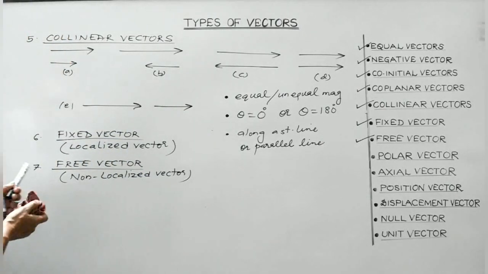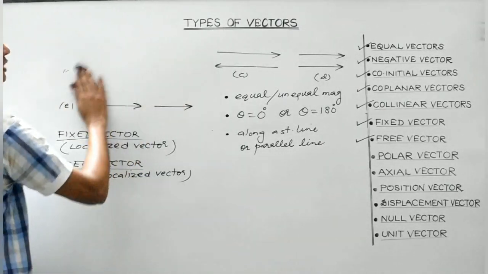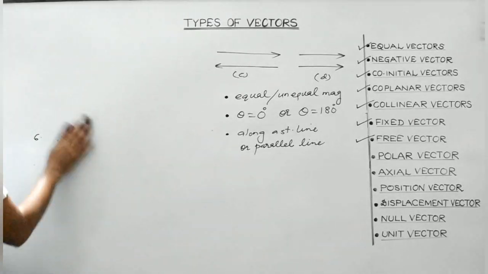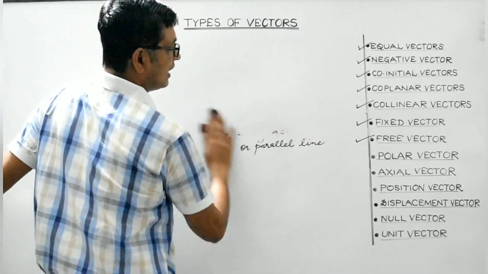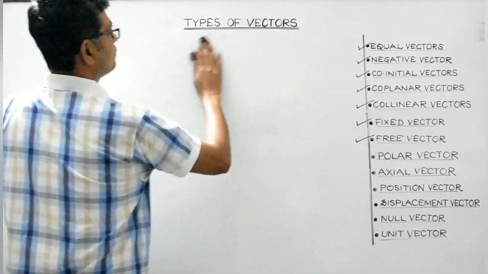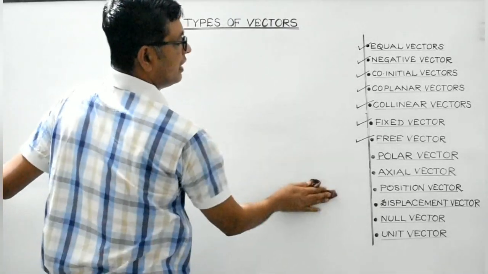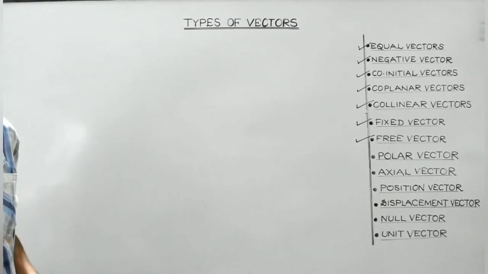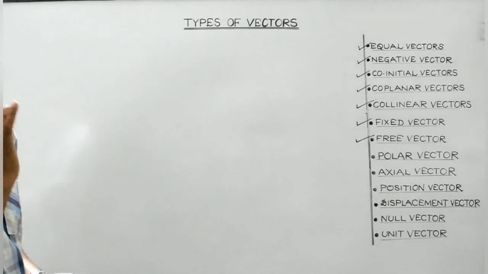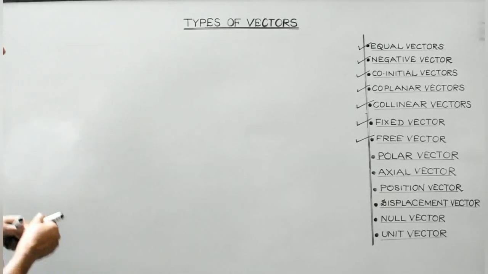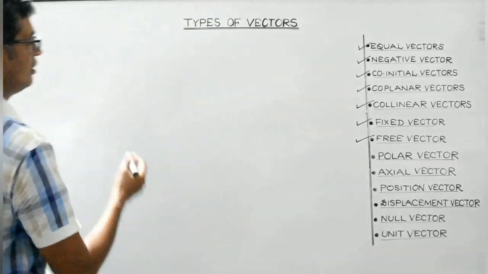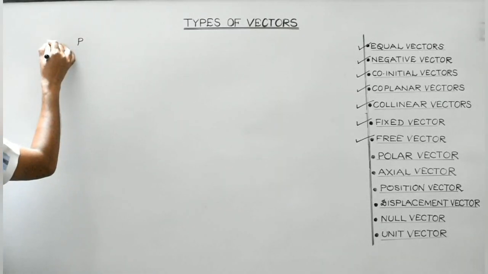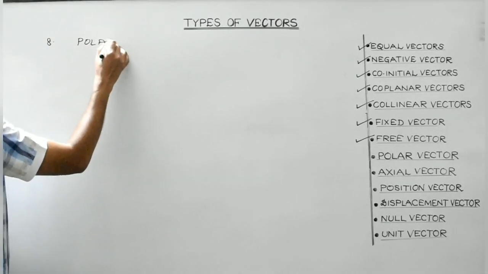Now let's discuss polar vectors. Now students, polar vectors. These are the vectors whose direction is along the direction of motion of the body. And they have a point of application. They act at a point of application, isn't it? And these are the vectors which are directed along the direction of motion of the body. So polar vectors. This is the 8th one. Polar vectors.